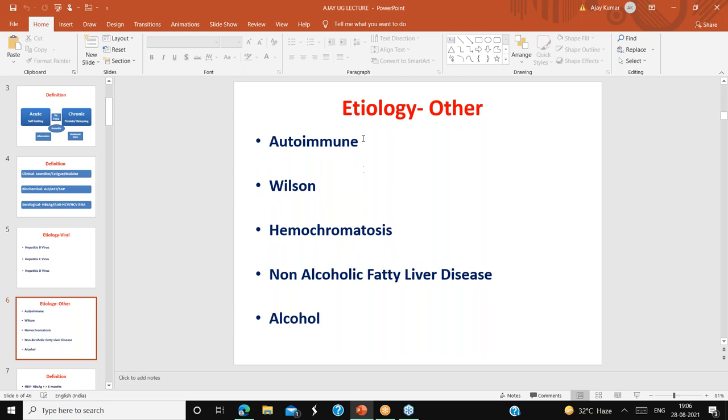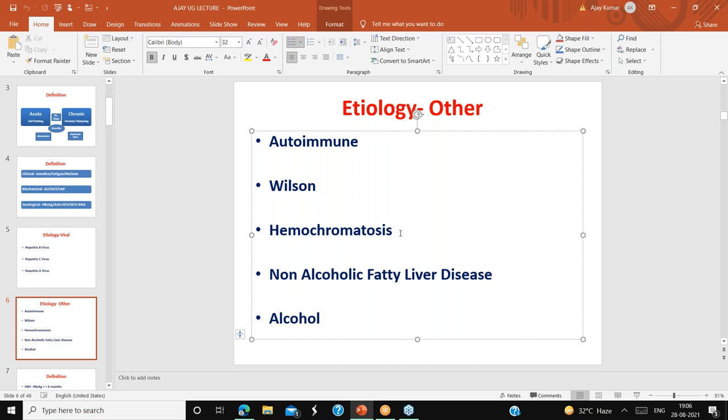The other etiologies are immune-mediated liver injury, which we call autoimmune hepatitis. The other is a metabolic disorder, Wilson's disease, in which there is excess copper storage in the liver. Another is hemochromatosis, in which there is excess storage of iron in the liver. Another important thing nowadays is non-alcoholic fatty liver disease, which is a part of metabolic syndrome, where there is deposition of excess fat in the liver. Alcohol is also an important etiology of chronic liver disease. Nowadays, chronic hepatitis because of alcohol is rising because of changing lifestyle. But in today's talk, we will discuss viral and autoimmune liver disease.